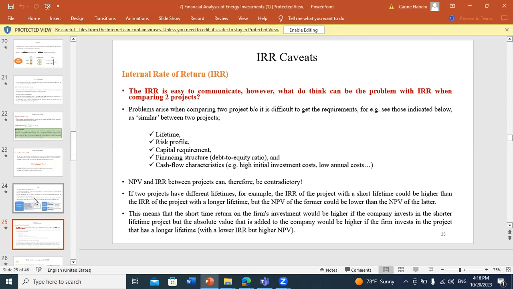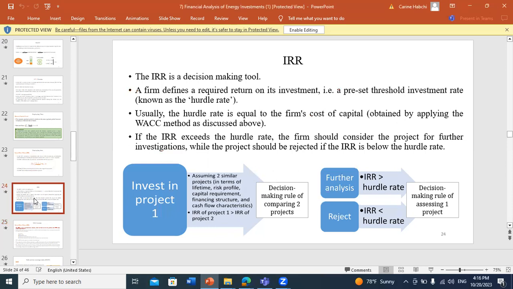Okay. So let's say I have two projects to compare. One possibility to make the decision is to calculate first the internal rate of return. It will help me in making my decision. Because if a firm defines a required return on its investment, a preset threshold investment rate, it is known as the hurdle rate. The hurdle rate is the discount rate or the WACC that we defined last time. And as we said, it represents the cost of capital.